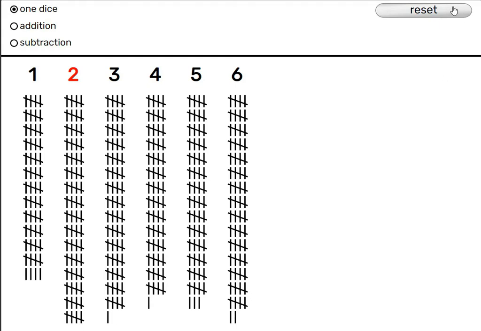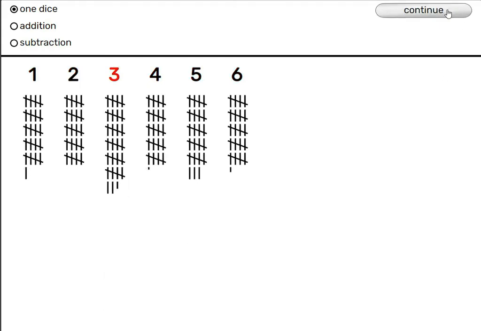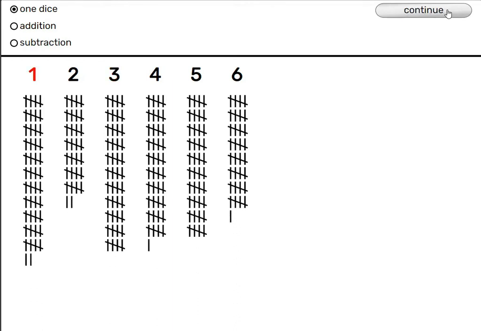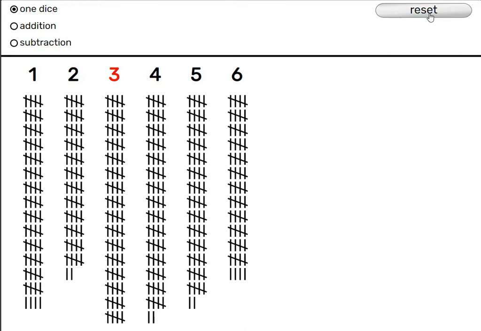Let's reset and do one more race. So 3 is in the lead. 1 and 3 are in competition. 4 appeared for a second as a winner. At this point, it seems that 4 or 3 will be the winners. And let's see. And it's 3. 4 doesn't seem to be lucky today.